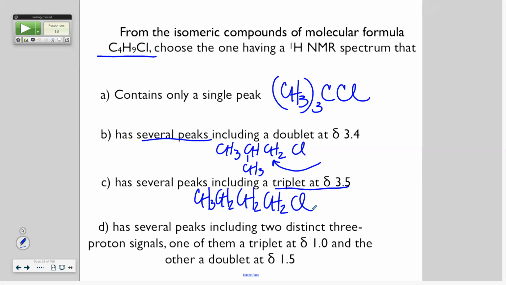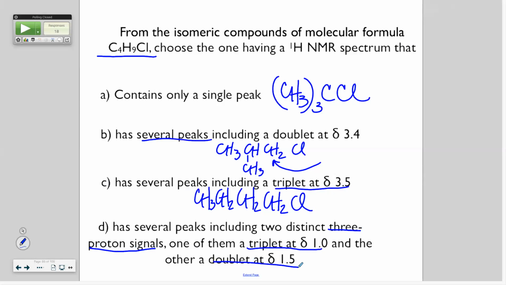Okay, so maybe these are the 4. Several peaks, including 2 distinct 3-proton signals. Okay, so what does that mean? 3-proton signals. 3 hydrogens, that's the integration value. Okay, one of them is a triplet at 1, and the other is a doublet at 1.5.